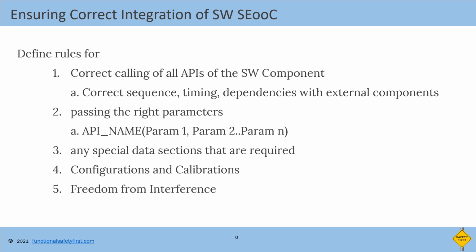Again, coming back to our example of the CRC library, let's assume that there are two applications, E2E and memory check. So in both E2E and memory check, the system integrator is using the CRC APIs. Now, the system integrator has to ensure that the CRC API is called correctly and the parameters passed are correct in both the components. So just doing it in one wouldn't be sufficient.